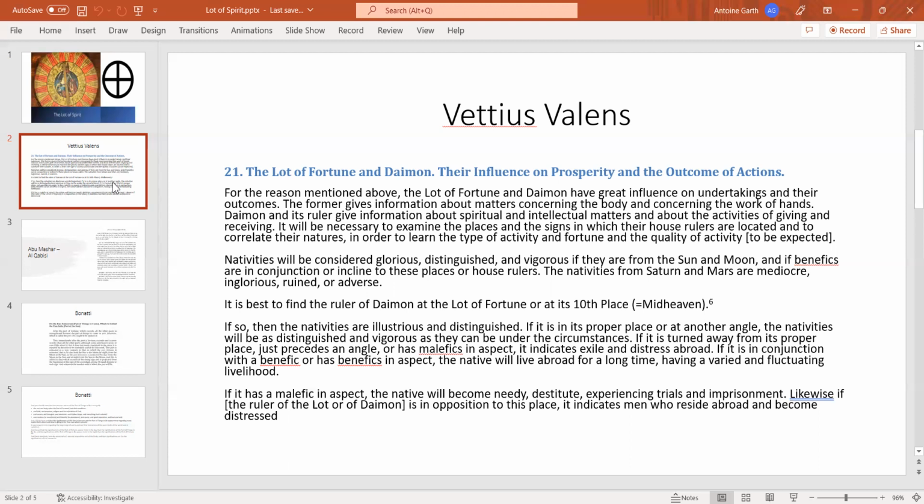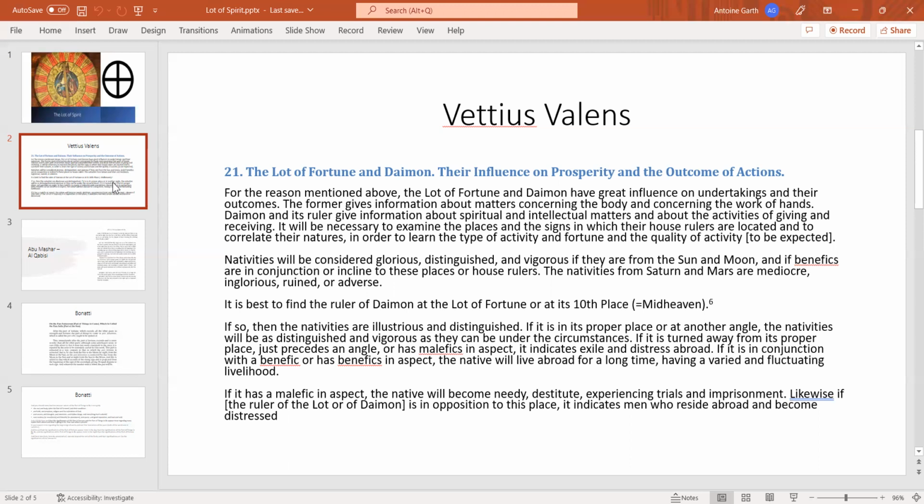But right now we're in the whole why the hell should I look for it part, right? The first thing was what does it do? Now we're in the why should I look for it? And so it's supposed to help people to have glorious, distinguished lives. If it's in a certain place, if it's in the 10th house, which is one of those houses that we saw in that chart, then nativities are illustrious and distinguished, right? So this might be a reason to be looking at it. If it is in proper place or at another angle, the nativities will be as distinguished and vigorous as they can be under the circumstances.